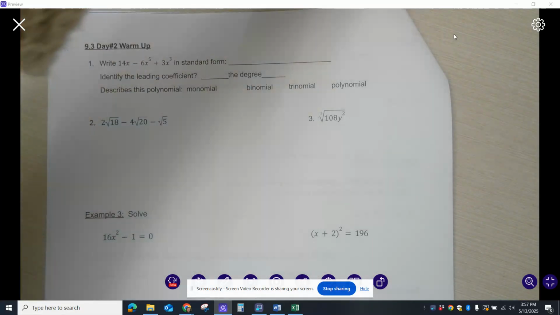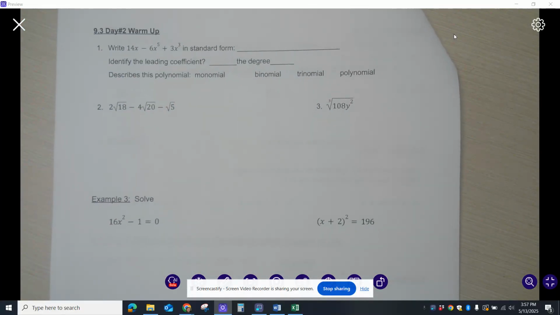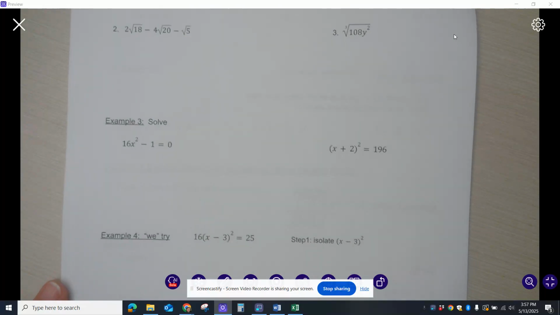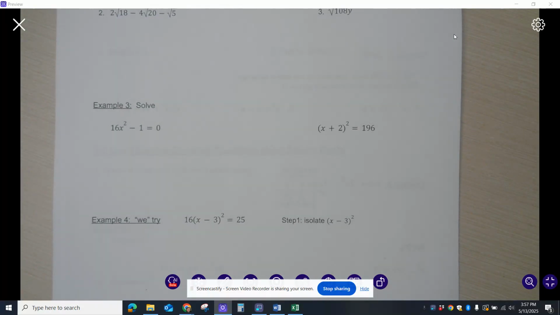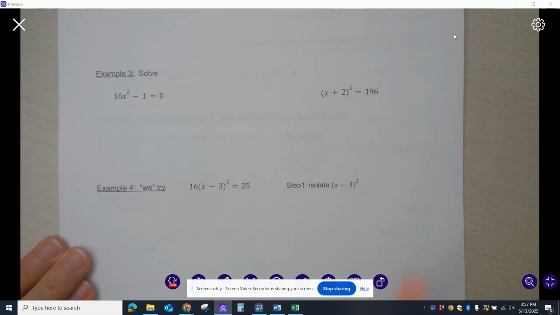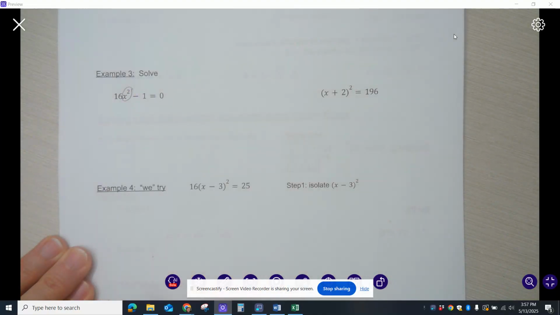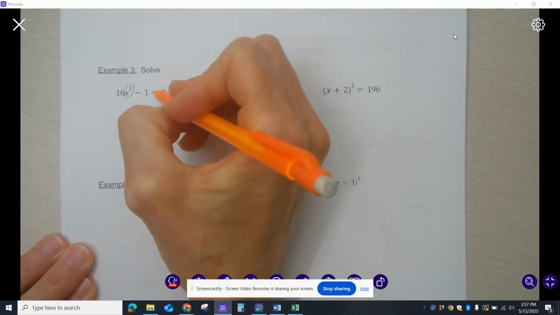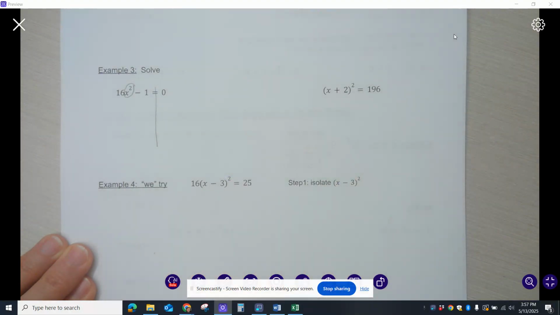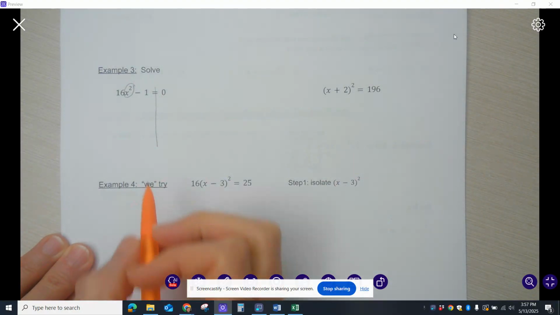Let's get to the next part of lesson 9.3, day 2. So these say solve. Yesterday we learned how to, or in the previous lesson, we did some similar to this. So let's just start and think, when you are solving, your first step is to get the x all by itself on one side of the equal sign.